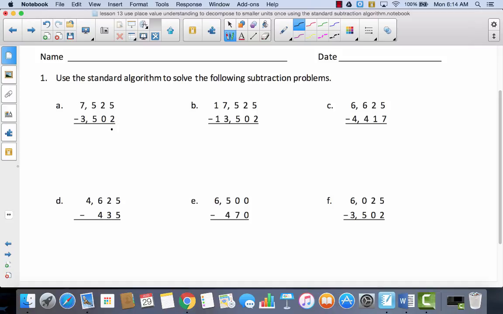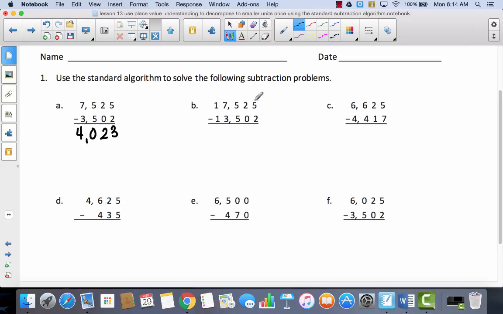So we're just going to say 5 minus 2 is 3. 2 minus 0 is 2. 5 minus 5 is 0, and 7 minus 3 is 4. So this problem required no unbundling. We could just straight subtract. Okay, so let's take a look at B.